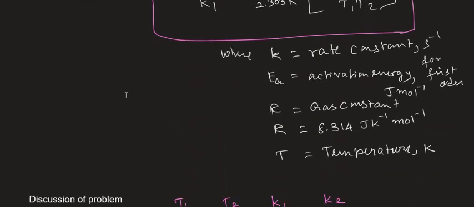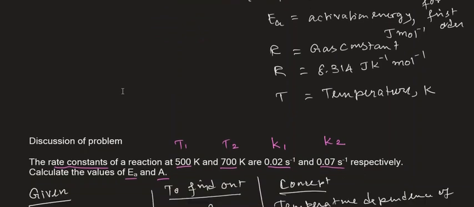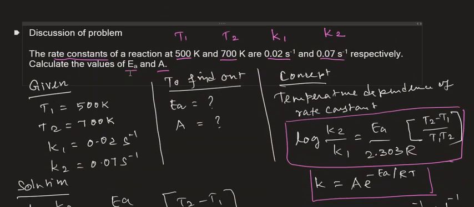where k is the rate constant, which for first order is per second, Ea is the activation energy in joule per mole, and R is the gas constant, 8.314 joule per Kelvin per mole. That is the universal gas constant, and the temperature should be expressed in Kelvin. Now let us discuss a problem based on this.